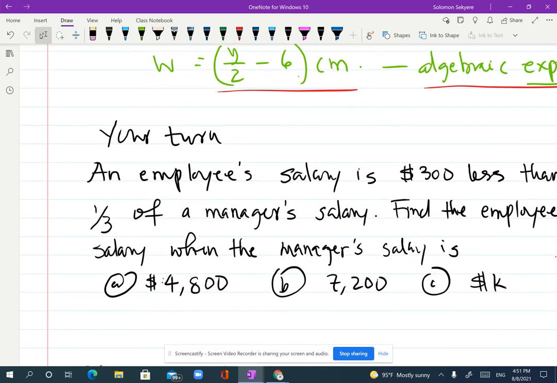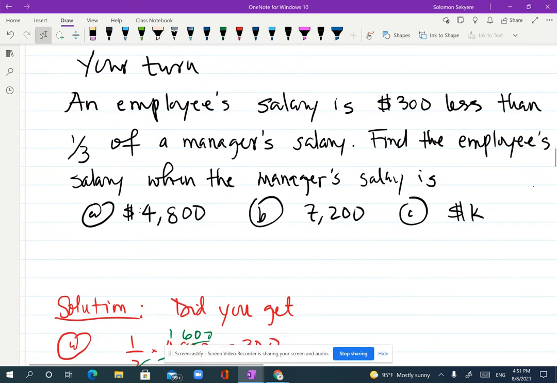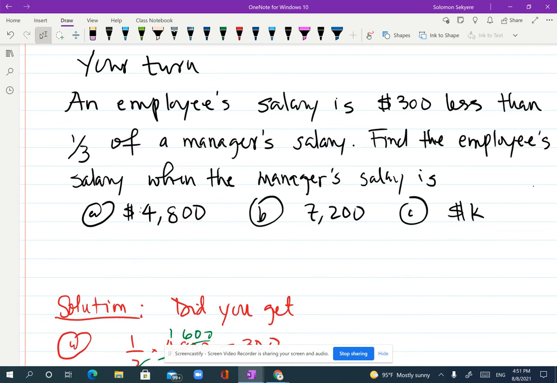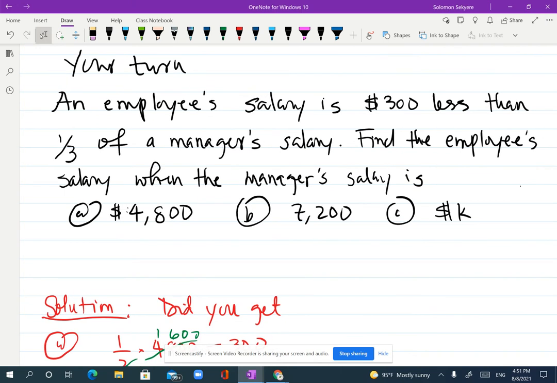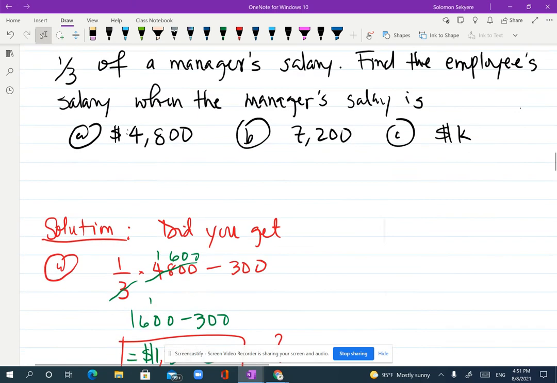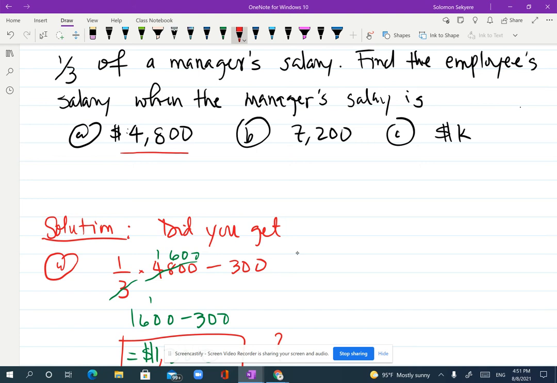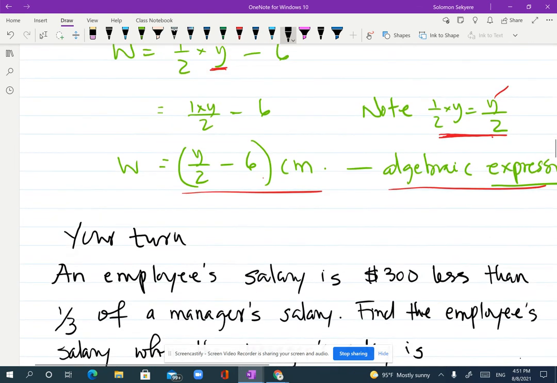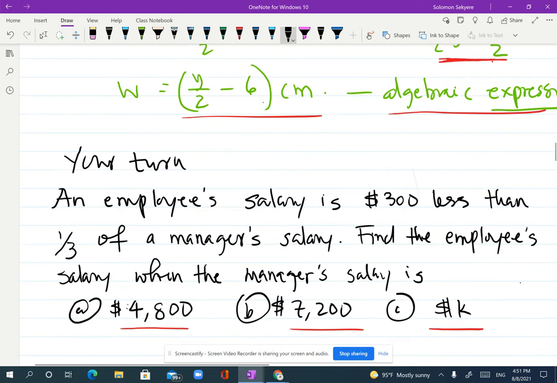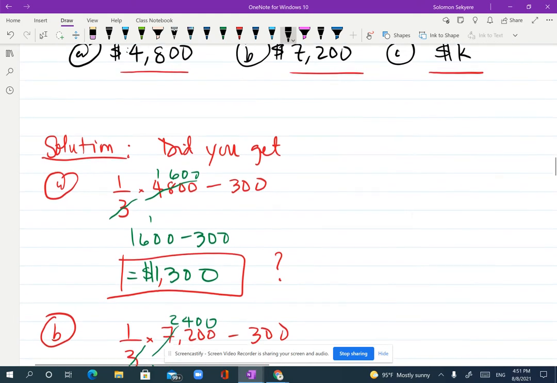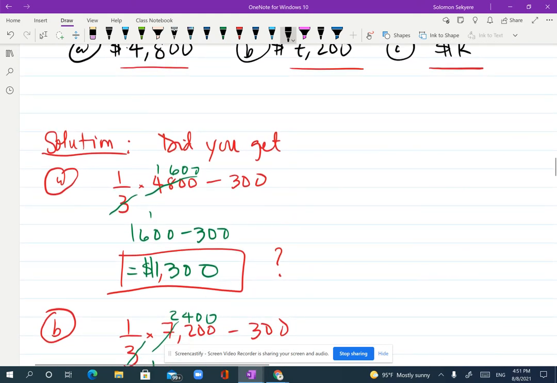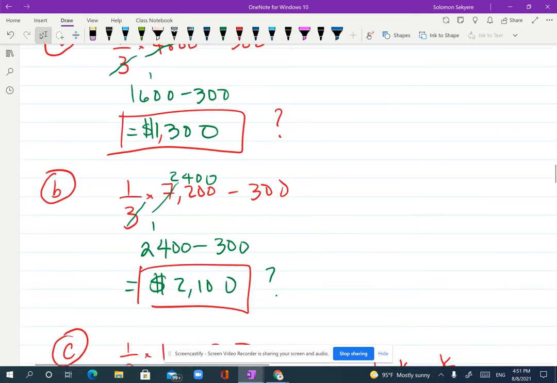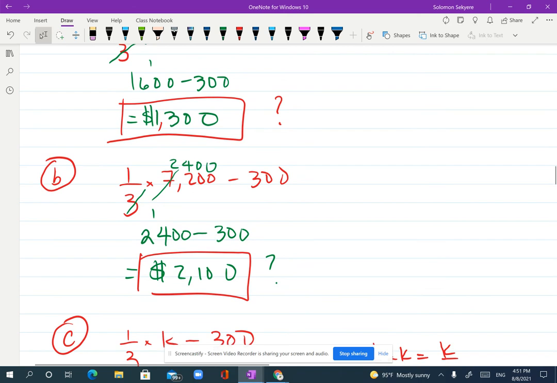So this is your turn. We have employee salary is 300 less than 1/3 of a manager's salary. Find employee salary when the manager's salary is 4,800, 7,200, and K dollars. This is a dollar sign over here. So you do this first and then come and check the answers.